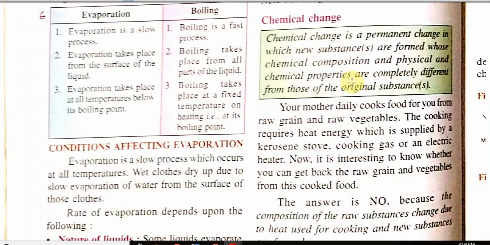Students, please follow the mouse cursor. Mouse cursor is painted in yellow color. Chemical change is a permanent change in which new substances are formed whose chemical composition and physical and chemical properties are completely different.